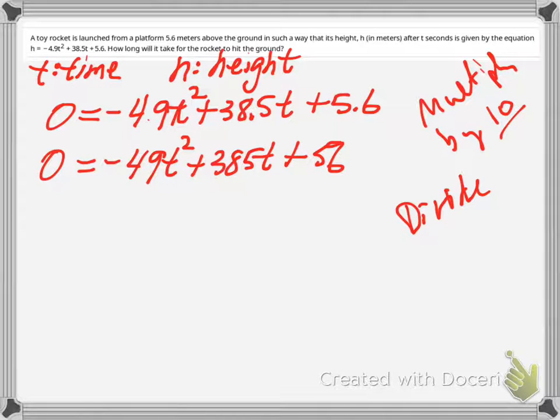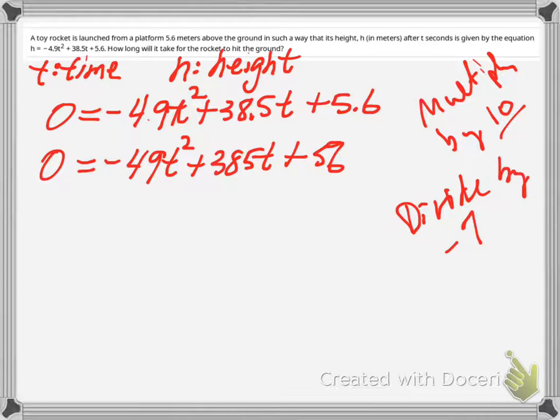Now, as you do math, you start developing a number sense, and this is where knowing your multiplication tables comes in handy. Can I simplify this equation even more? Well, I'm looking at 49, 385, and 56, and I know that 7 goes into 49, and I know that 7 goes into 56. Does 7 go into 385? And if you do the math, you'll find that it does. So I can make this equation even simpler by dividing both sides of the equation by 7.